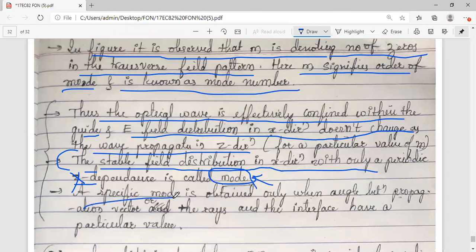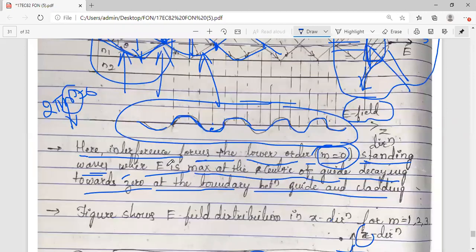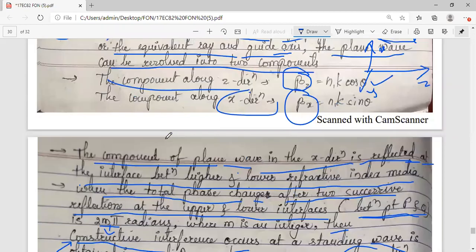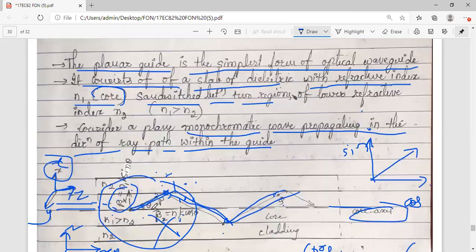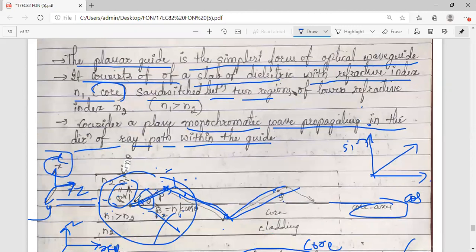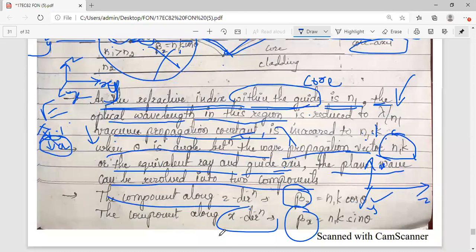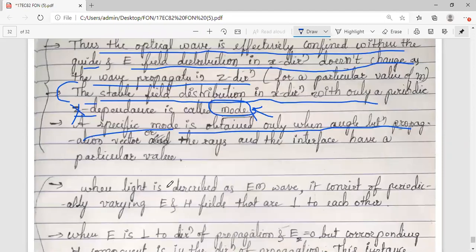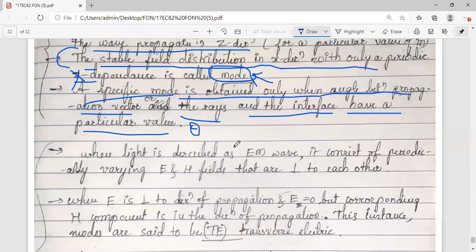And a specific mode, m equal to 0, 1, 2, 3, how will this come? It is obtained when the angle theta, which we have considered in this figure, between this wave or the ray and the axis, is totally dependent on theta. When the angle between the propagation vector or the rays and the core axis has a particular value. So how will mode numbers m equal to 0, 1, 2, 3 be created? They depend on the theta value.